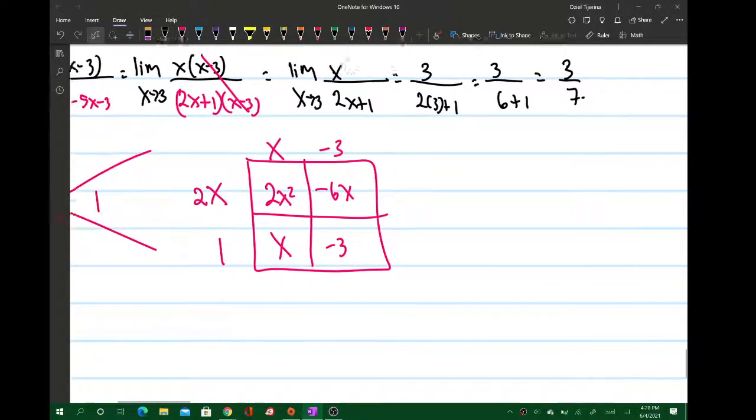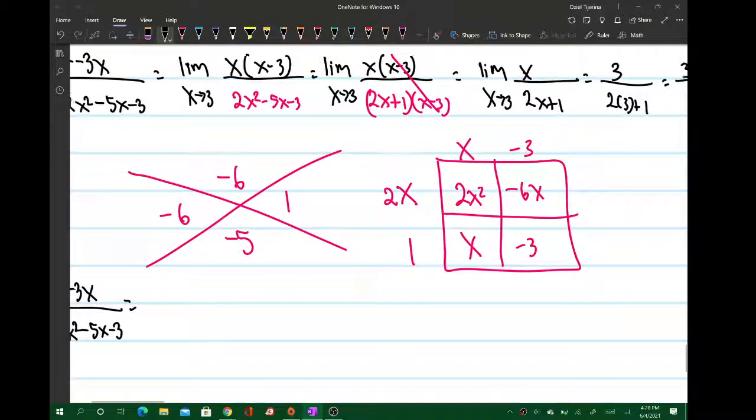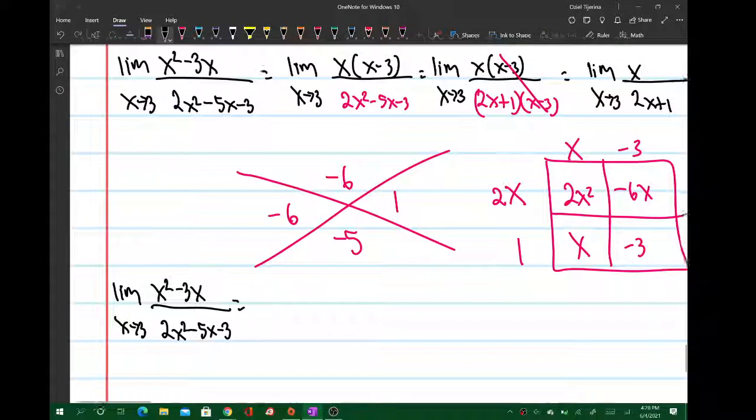So therefore, you're going to say the limit as x approaches 3 of x squared minus 3x over 2x squared minus 5x minus 3 is equal to 3/7.